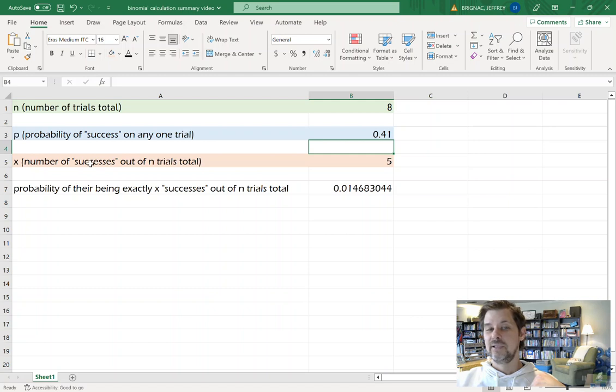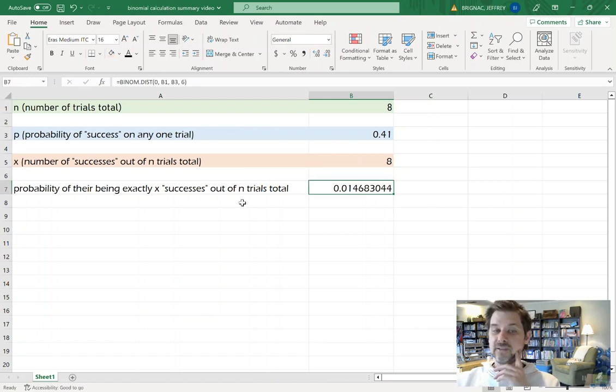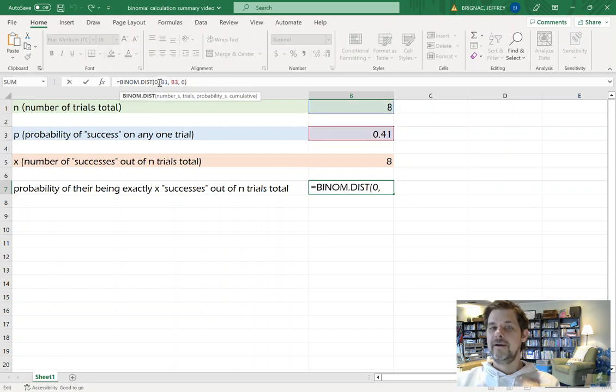And in the question that I mentioned, we were going to find the probability of 8 successes out of 8 trials total. So that would be 8. Okay. Now the function that you use in Excel to calculate the probability of there being exactly this many successes in this many trials is binomial distribution. So there it is, binom.dist.